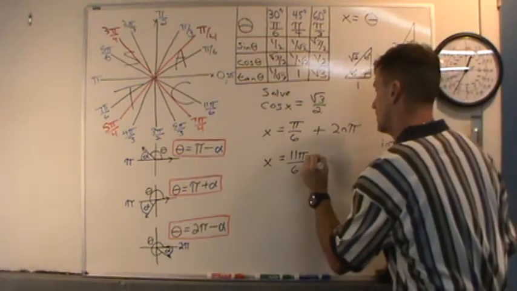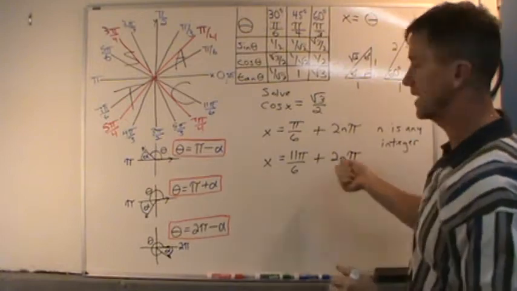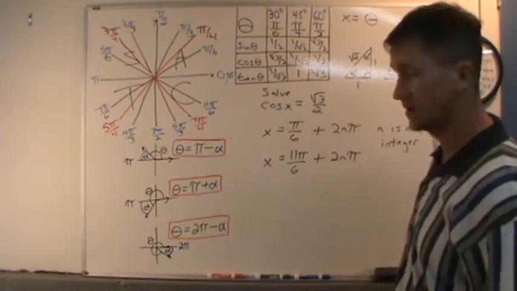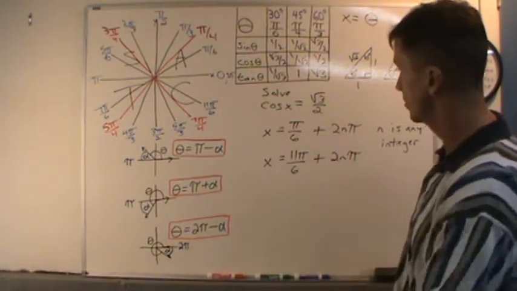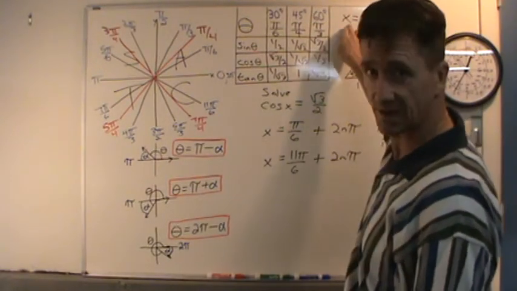Same thing here. Plus 2n pi. n can be any integer, positive or negative, because you can just keep rotating and find coterminal angles. And remember, x is the angle.